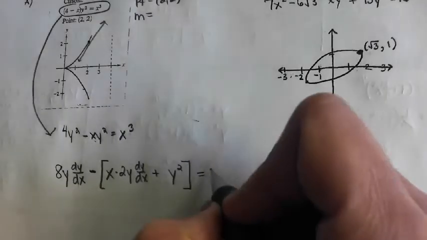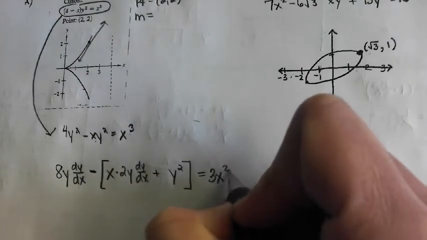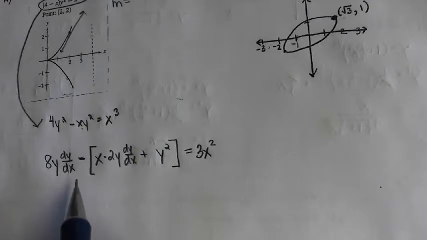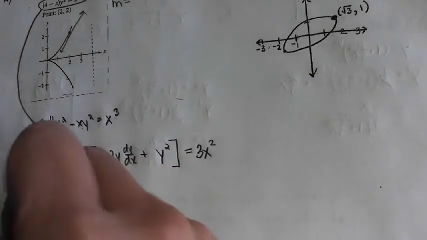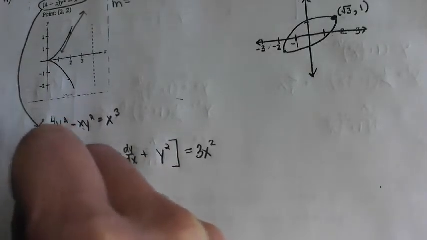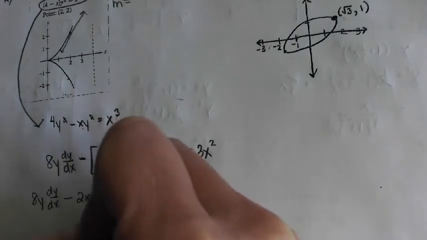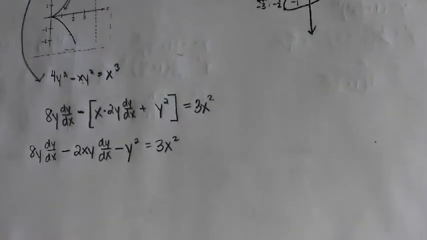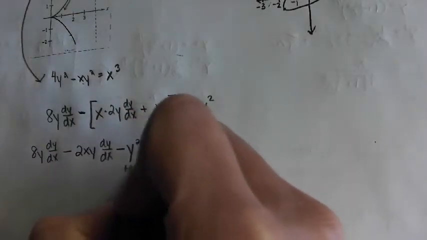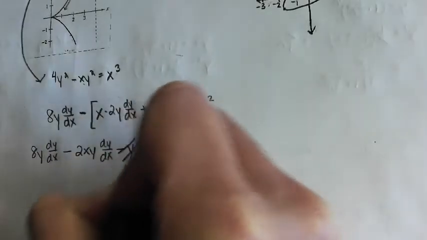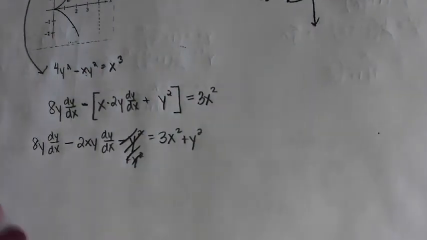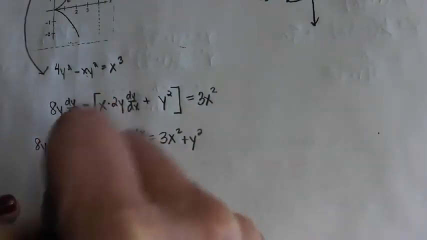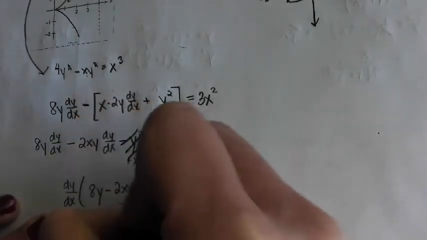Equals, Stephanie? Good. So, oh yeah, I do need to distribute that negative sign. So I have to distribute the negative sign, and see that other dy/dx for the moment. Minus 2xy dy/dx minus y squared equals 3x squared. What comes next, Zach? Add the y squared over, so I'll just do that. And then next, keep going, Zach. Very good. So I'm left with 8y minus 2xy in parentheses.